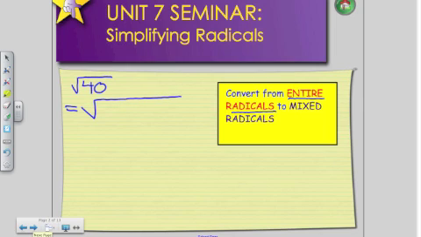But first of all, we're going to break down that number 40 into prime numbers, numbers that cannot be broken down further. So first of all, 40 can be rewritten as 4 times 10. And I can now rewrite both those numbers. So 4 can be rewritten as 2 times 2. 10 can be expressed as 2 times 5.